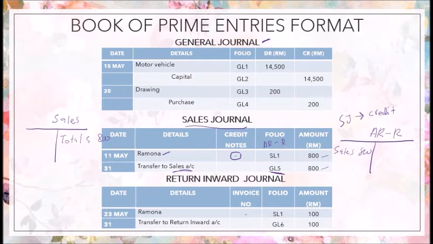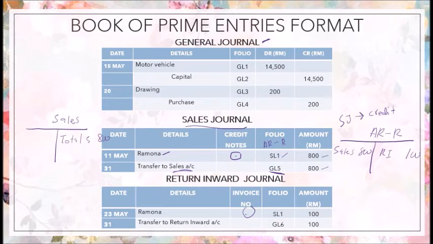Okay, pada 23 Mei. Kalau ada boss number, letak kat sini. Kalau tak ada, tak perlu. Dia kat sini dia kata sales SL1. So SL1 tu sama dengan di sini. So amount 100 tu akan letak di sini juga, under return inward.